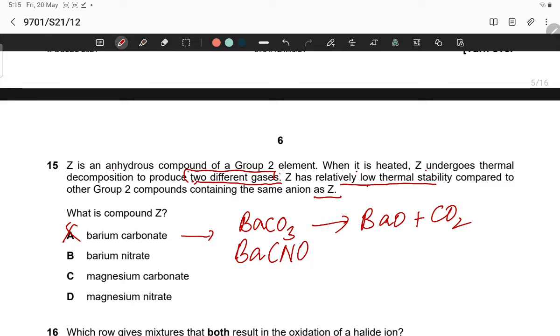Barium nitrate, Ba(NO3)2, decomposes to form barium oxide plus nitrogen dioxide plus oxygen gas.